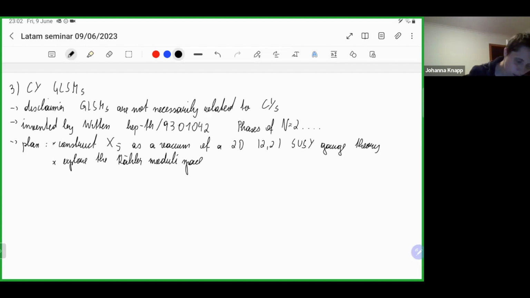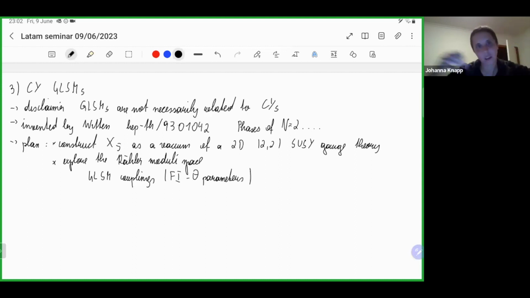And why this is possible is actually that there is a GLSM coupling for many of them, which are called the Fi theta parameters. So if you really write down the action, it takes pages to write down, you have coupling parameters in front of the different terms. And there is actually a one-to-one correspondence, at least in the simplest example, to the Kähler moduli.